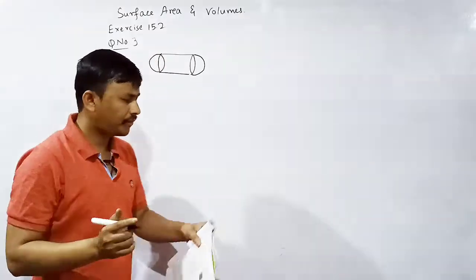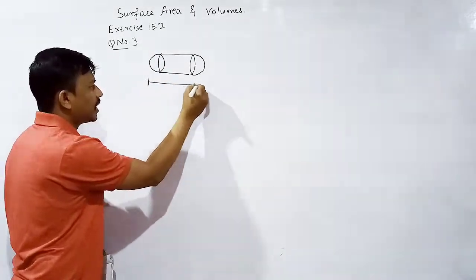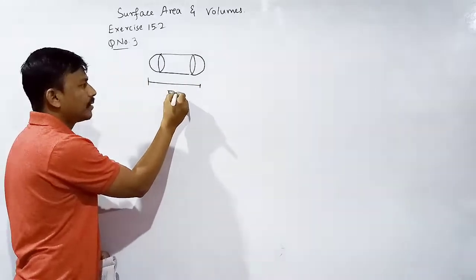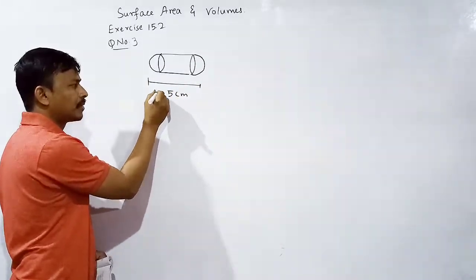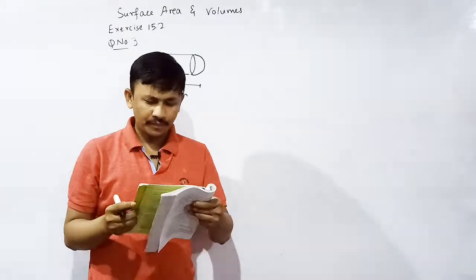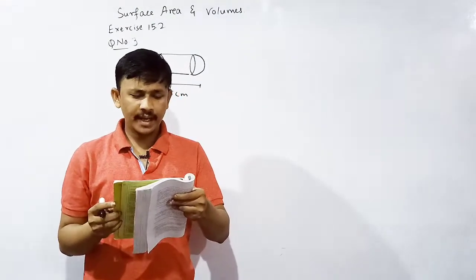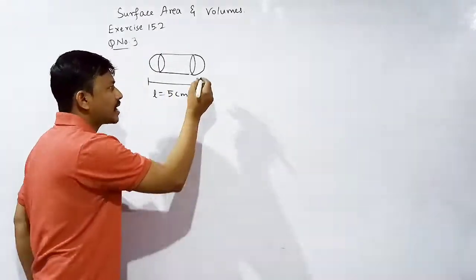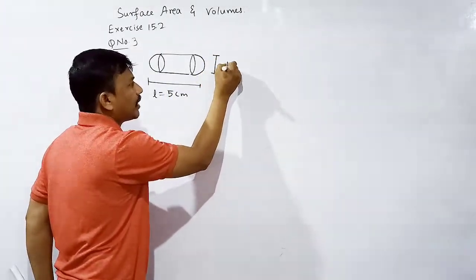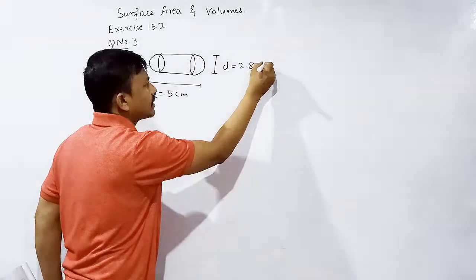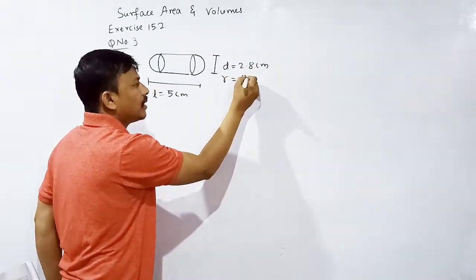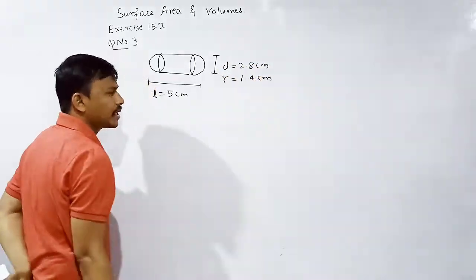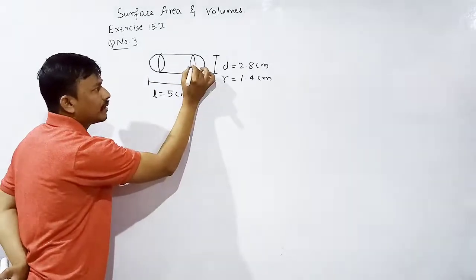Total length is 5 centimeter. 5 centimeter gulab jamun. L is equal to 5 centimeter, with 2 hemispherical ends, and the diameter is 2.8 centimeter. What is the diameter here? Diameter D is equal to 2.8 centimeter. Then the radius is half of 2.8, that is 1.4 centimeter. This is the radius.